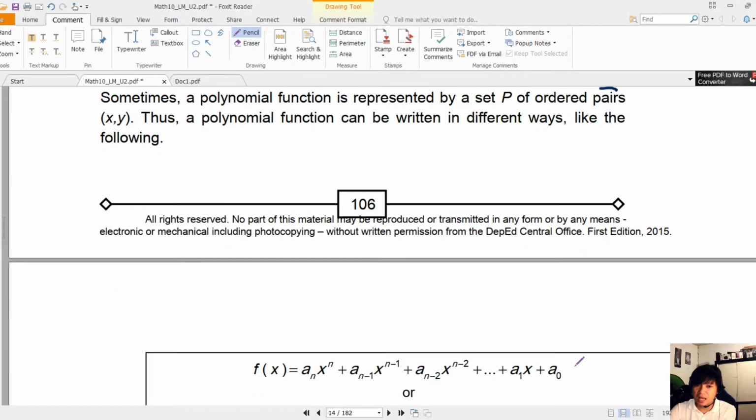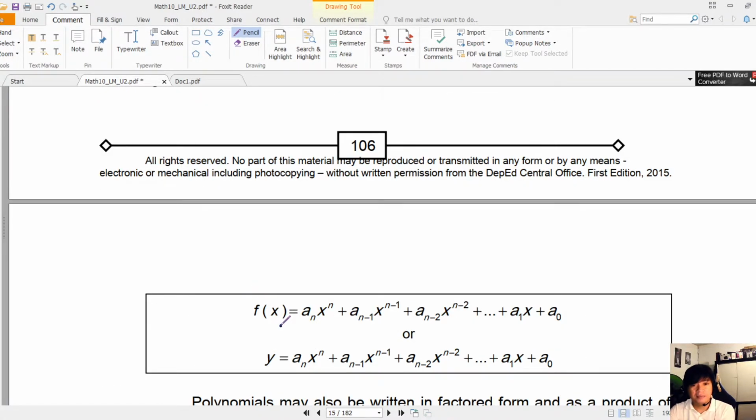Thus, a polynomial function can be written in different ways, like the following. So, pwede rin siyang f of x. You can name function of x, or we can simply name f of x as y. Because in dealing with polynomial function, we're going to deal with the ordered pairs, x and y. And remember that in polynomial function, we're going to deal with the graph. So in dealing with graph, sa Cartesian plane, so kailangan natin yung x and y coordinate. So remember niyo yung Cartesian plane, yung ganito. So yung x-axis natin is the horizontal line. Ito yung x natin. And ito yung ating y.